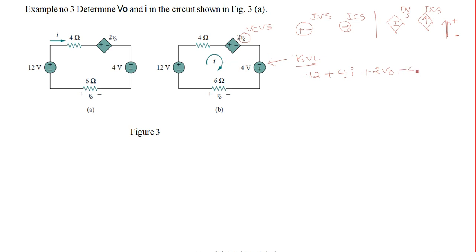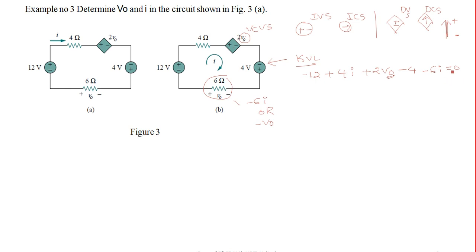And next what we have is minus 4, and here you have two options. Since polarity is mentioned, we can write minus 6i, or you can even consider it as minus V0 also. If I include minus 6i equal to 0, then we get two unknown terms. So what would be the best solution here?